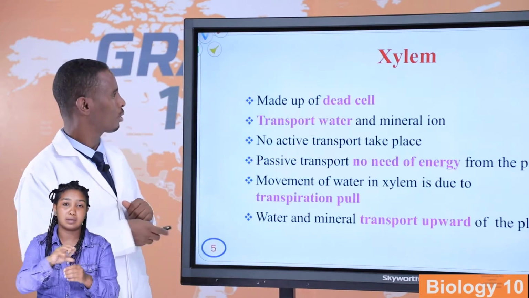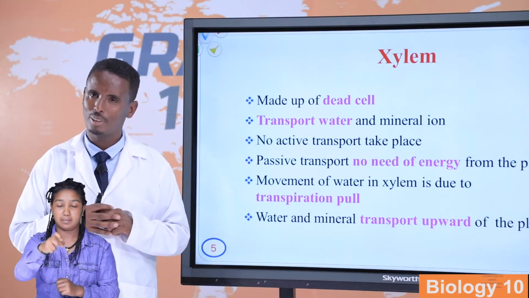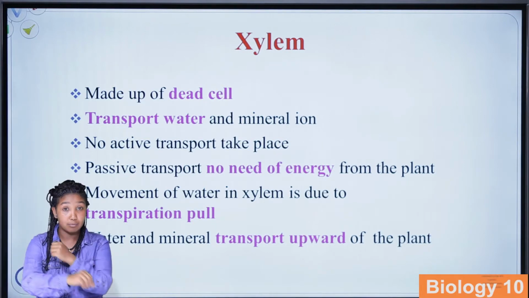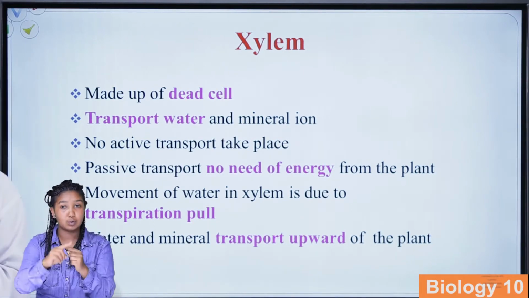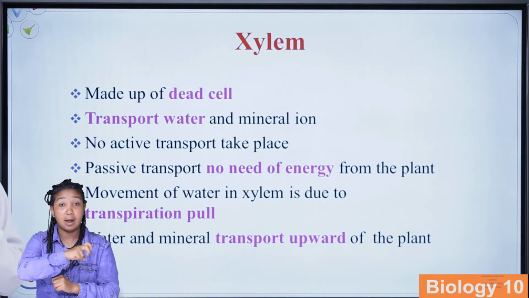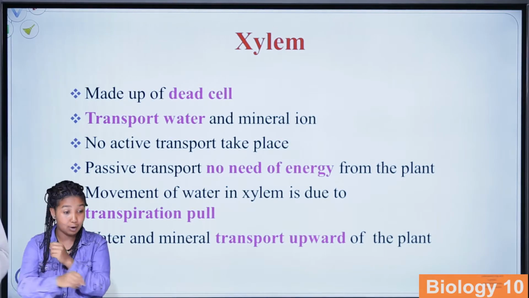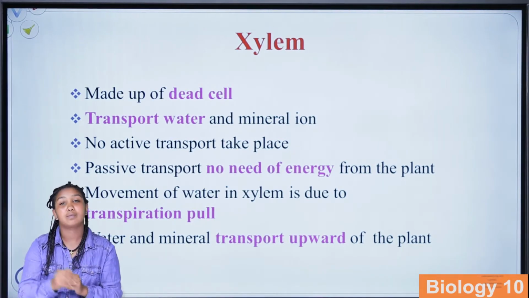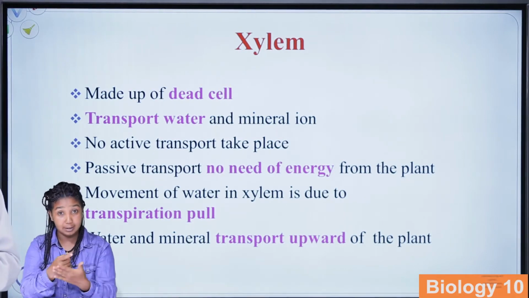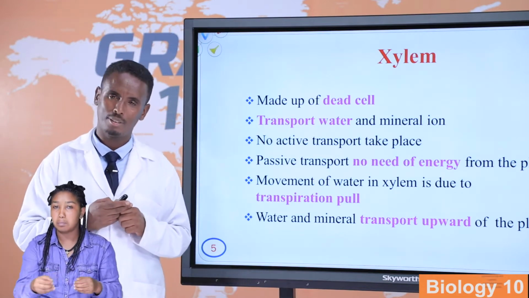The other transport system is xylem. Xylem transports water from the root to the leaf, upward, in only one direction. Xylem transports water and dissolved minerals from the root to the leaf. Xylem is made up of dead cells.